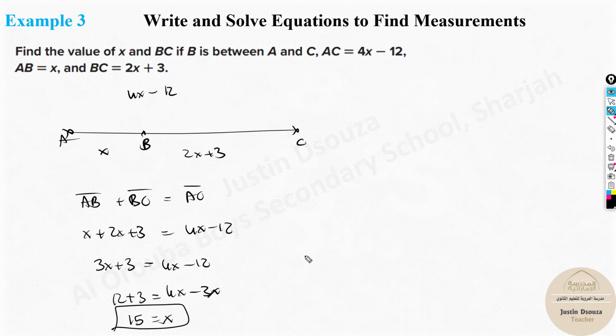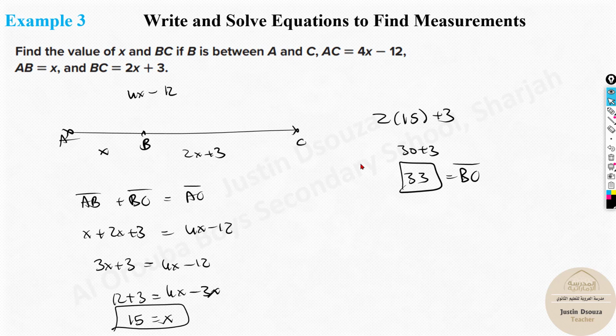It's not over. Now substitute back the x values. What is the value of x? 15. That's done. What is the value of BC? It is 2 times x, which is 15, plus 3. It will be 30 plus 3. 33 is the answer for the segment BC.